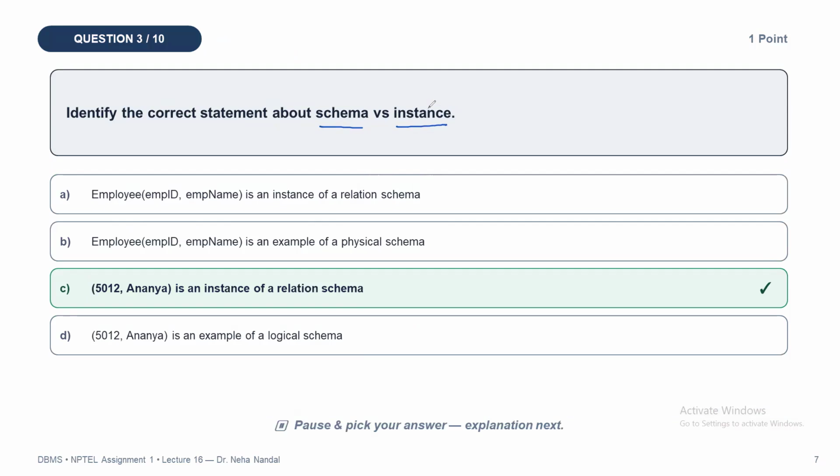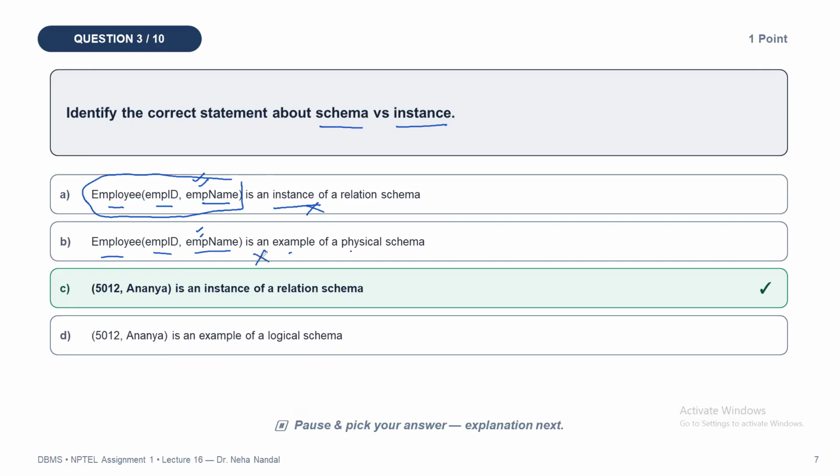So what is happening in question 3? If you check this one, employee ID, employee name. It is written as an instance of a relation. No, no, it is a schema. Then employee ID, employee name as an example of physical schema. No, it is an example of logical schema.